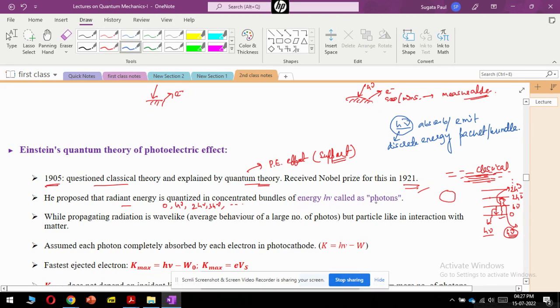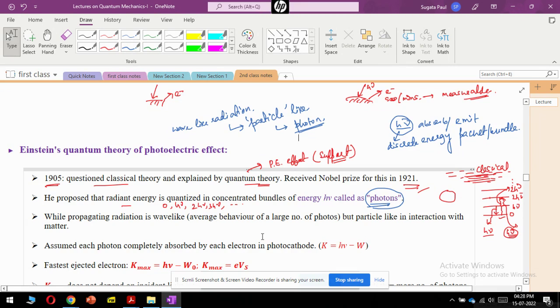These bundles are later called photons, which is the particle aspect of radiation. The radiation that was initially considered wave-like is now, in this new quantum theory, supposed to be particle-like, or at least it behaves as a particle when it interacts with matter, and this particle-like form is called a photon. So what is a photon? In one line, it is the quantized form of energy.